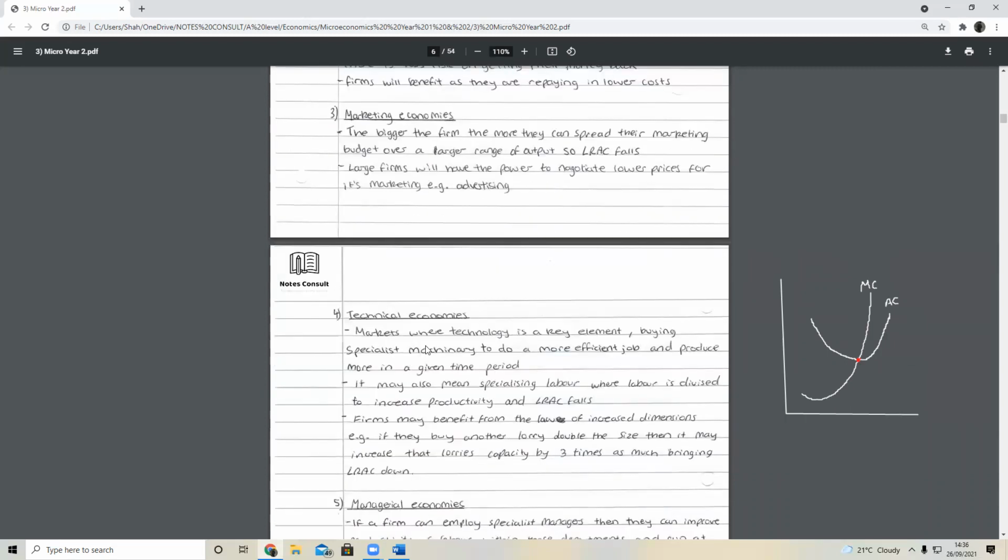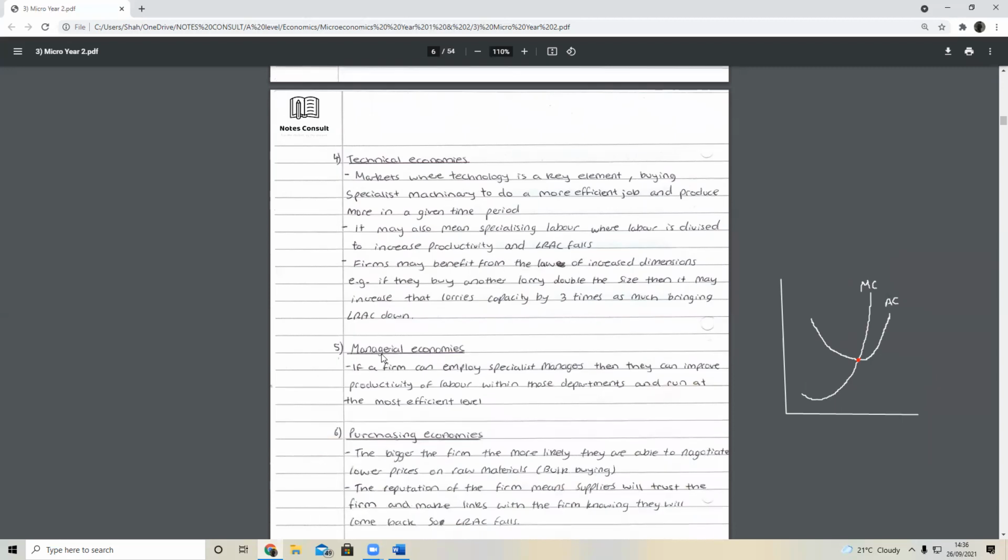Technical economies. So markets where technology is a key element, buying specialist machinery to do a more efficient job and produce more in a given time period. So this is where we're basically having more productivity through technology. So essentially with more productivity comes a lower cost for a business because those workers, those machines are producing more in a given time period than they were before. So that's lowering costs because businesses are getting more out of their factors of production. Yeah, you don't need to know this last part.